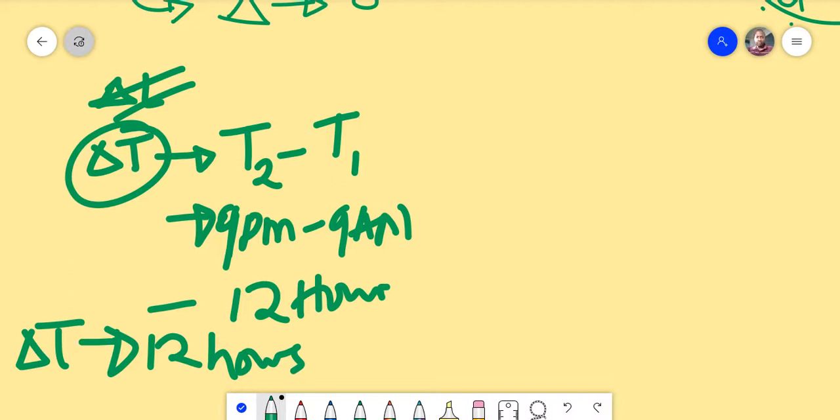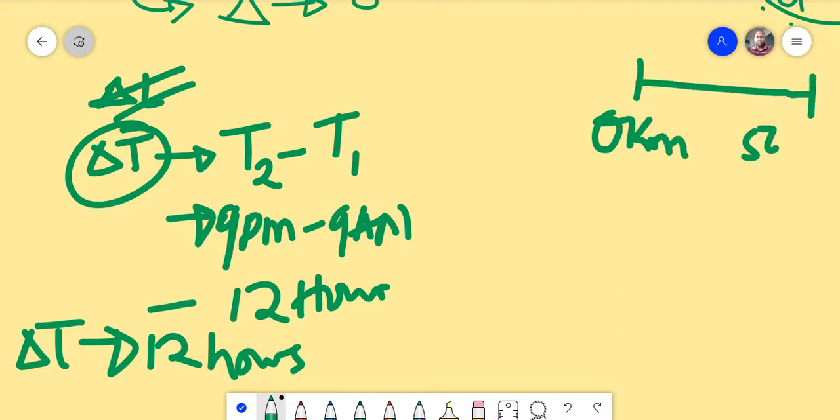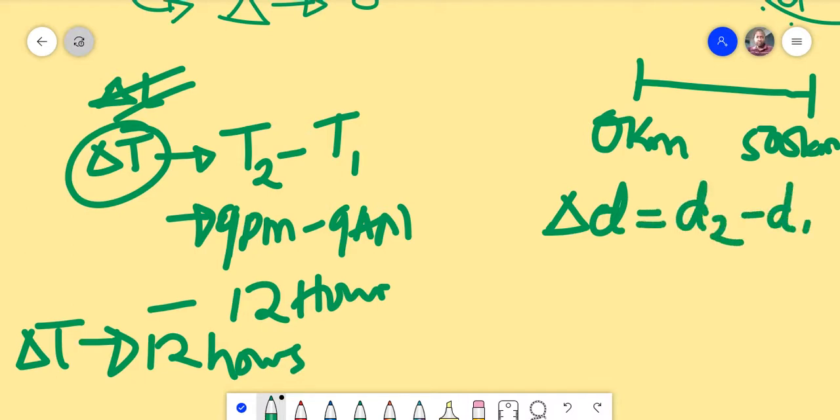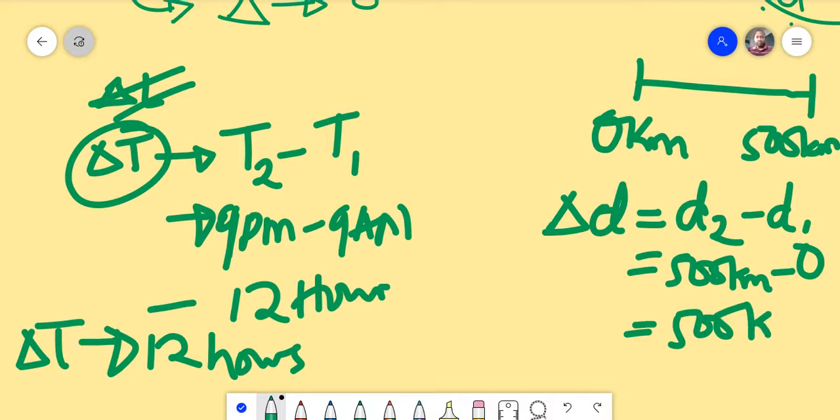And then the distance has also changed, because first the vehicle had covered 0 kilometers, and finally when it reaches Mombasa, it had covered 500 kilometers. So what is the change in d? Change in d will be d2 minus d1, final minus initial. That's always the rule. So it will be 500 kilometers minus 0, which is 500 kilometers.